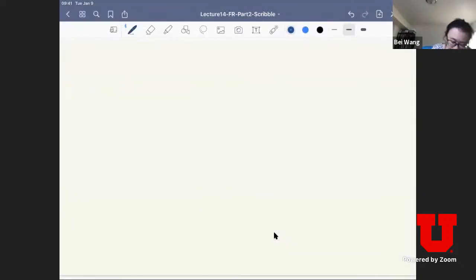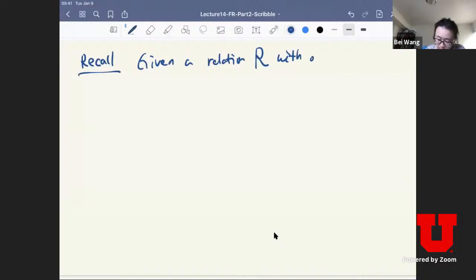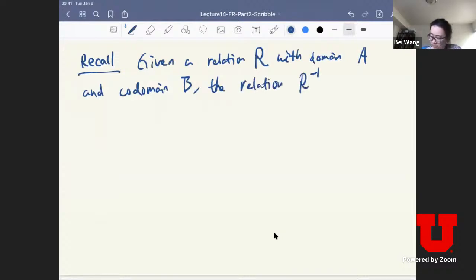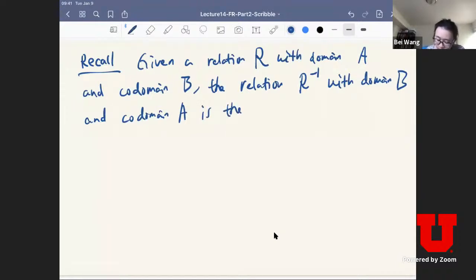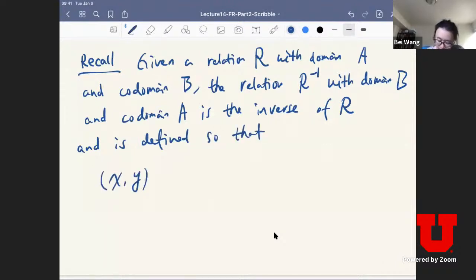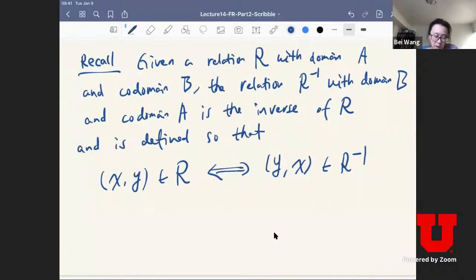So what is the definition of an inverse? If we are given a relation R with domain A and codomain B, the relation R inverse has domain B and codomain A, and it is defined so that (x, y) is in R if and only if (y, x) is in R inverse. So that's the definition of R inverse.